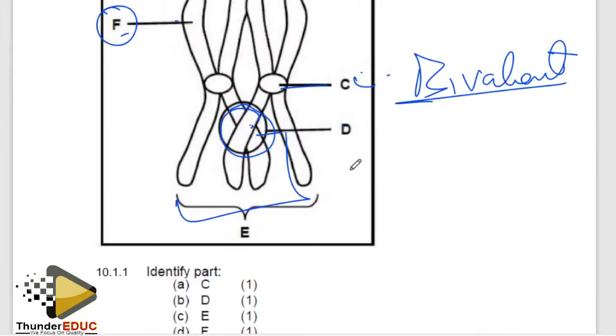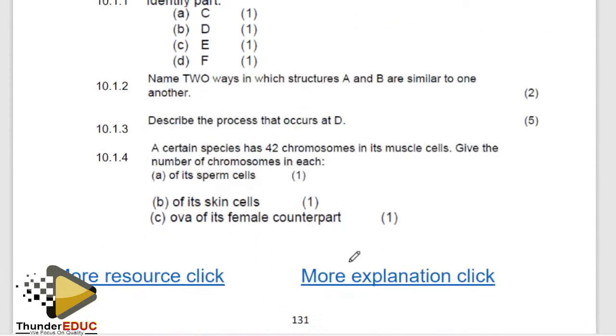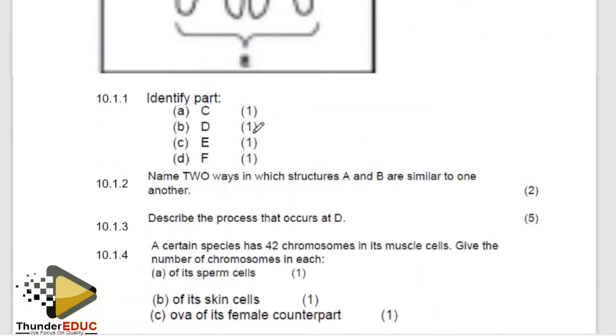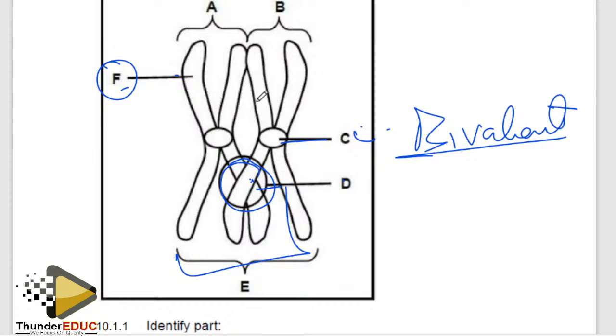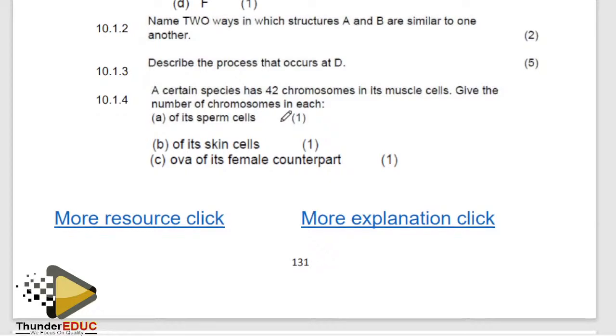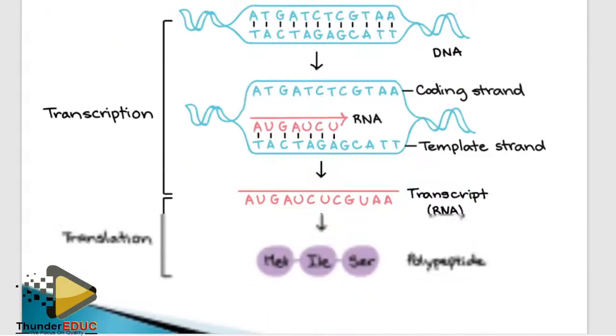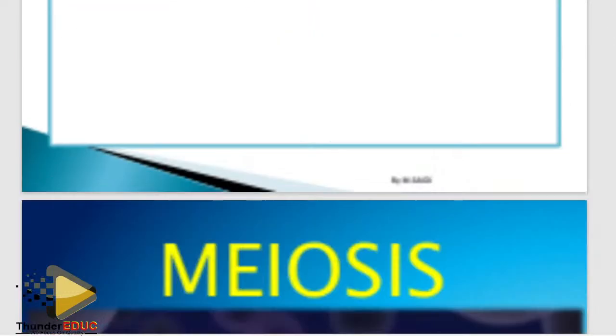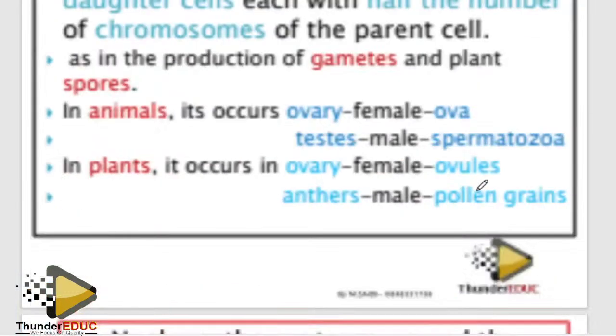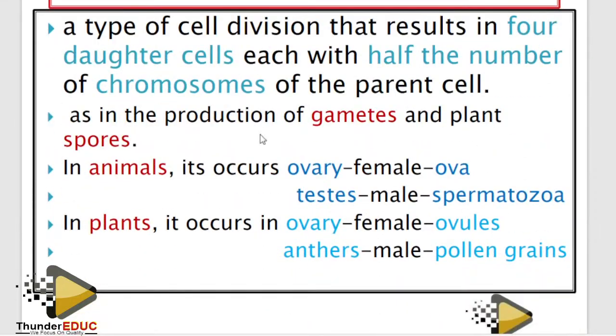Describe the process at D. They are asking you to describe the process of crossing over, 5 marks. The homologous chromosomes come together. They cross over at a point called the chiasma. They exchange genetic material between two homologous chromatids, and then they separate and form genetically different chromosomes. So basically, that's what you need to explain. Lastly, before I go, where does meiosis occur?